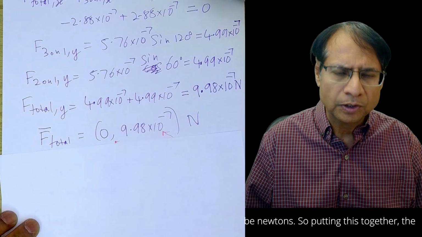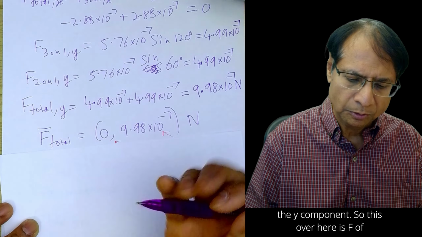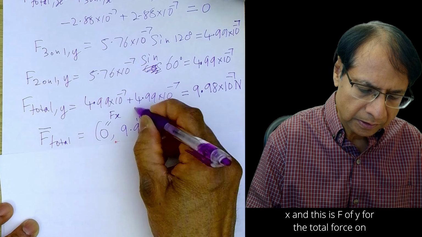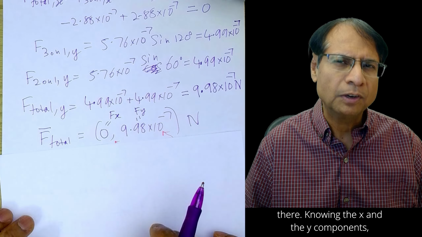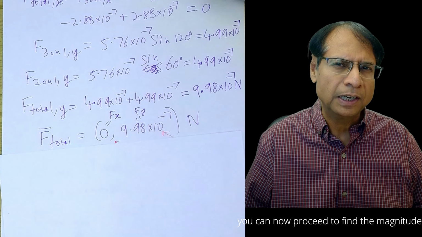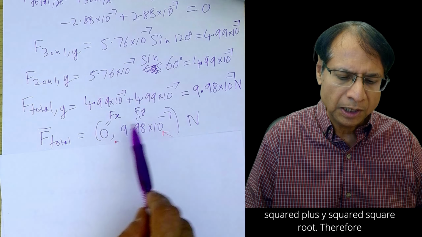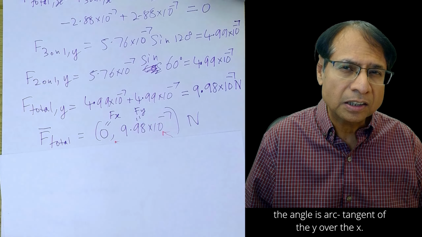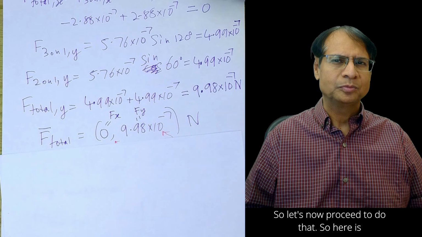So putting this together, the total force, this is the x component, that's the y component. So this over here is F of x, and this is F of y for the total force on there. With knowing the x and the y components, you can now proceed to find the magnitude and the direction. So the magnitude is the square root of x squared plus y squared. The angle is the arctangent of y over x. So let's now proceed to do that.